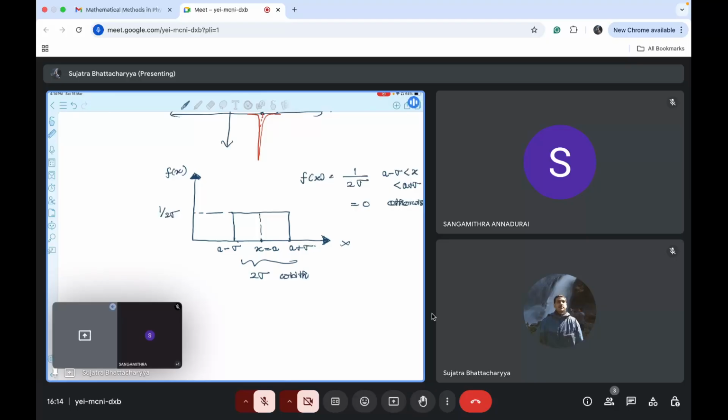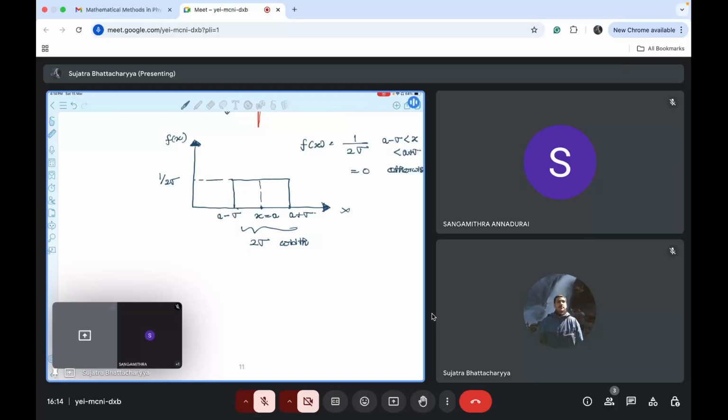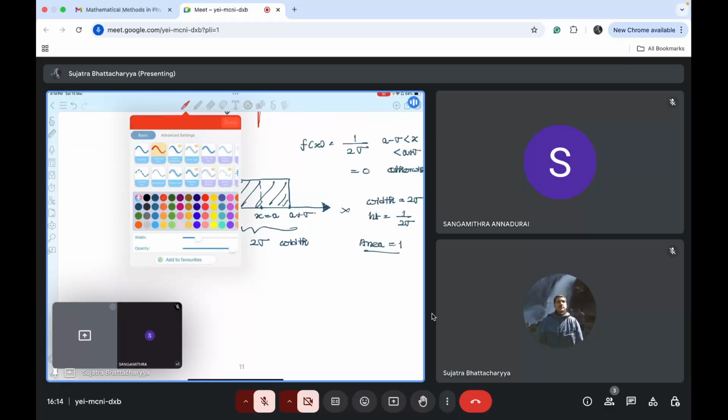Now, how can we go towards the Dirac delta? Okay, what will be the area of this function? What is the width? The width is 2 sigma. What is the height? 1 upon 2 sigma as per the function given. So what is the area? The area is 1. Very interesting. The area is 1.